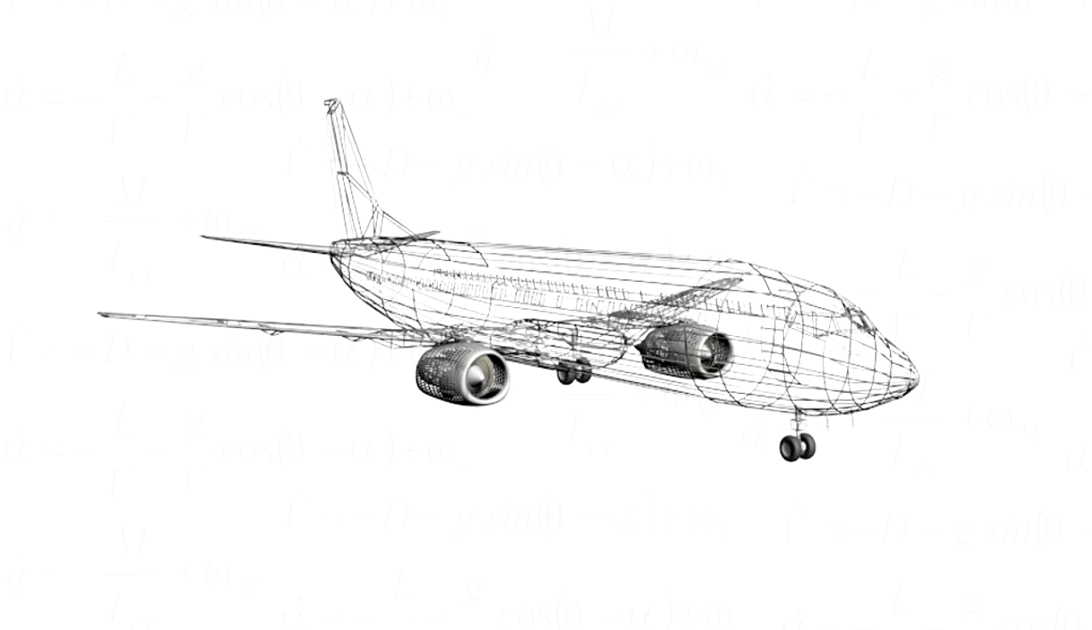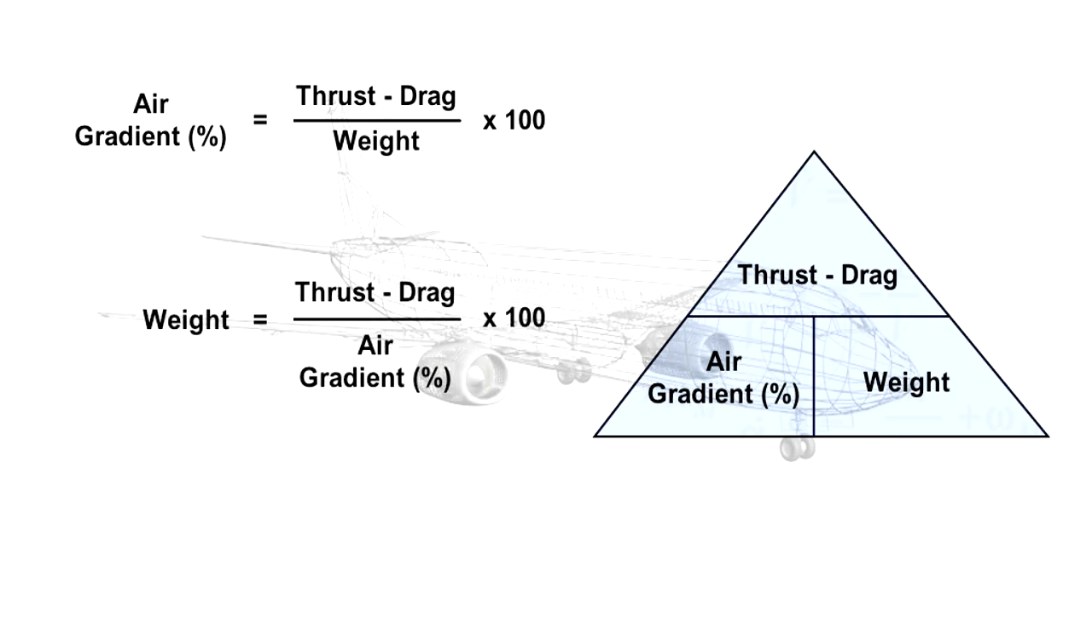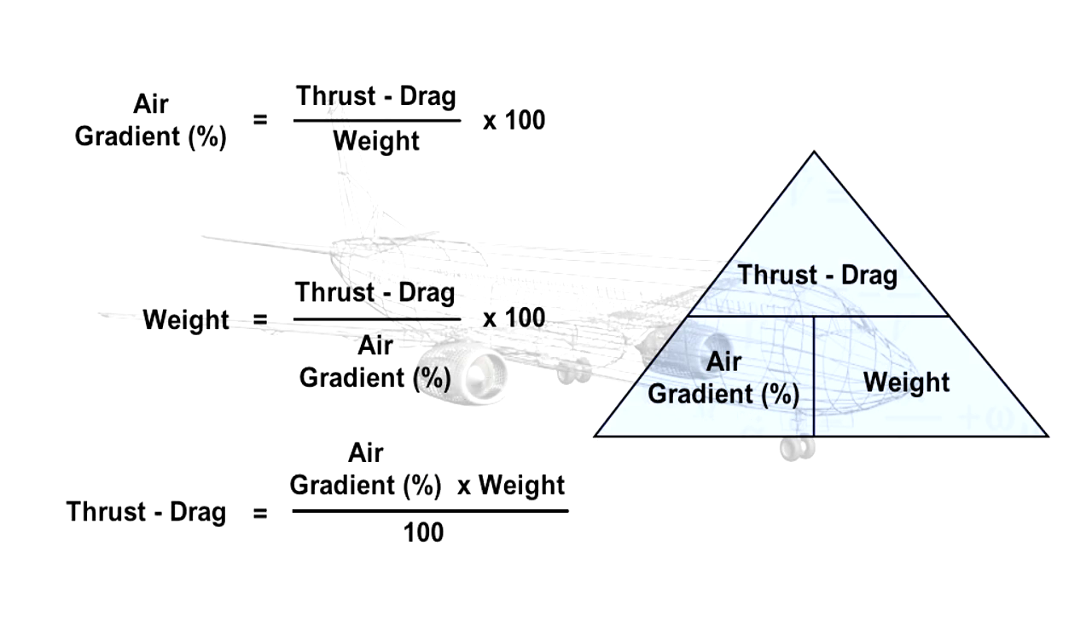The last part of this lesson will deal briefly with some of the formulae you've seen so far, and how to rearrange them to suit various scenarios and questions. This first formula is the formula for the gradient of climb. The triangle on the right is a useful tool to help you rearrange the formula for any required situation. For example, if you were asked to calculate the weight, then the formula would be the thrust minus the drag over the gradient. Or, if you needed to calculate the thrust minus the drag, in other words the excess thrust, then take the gradient and multiply it by the weight.